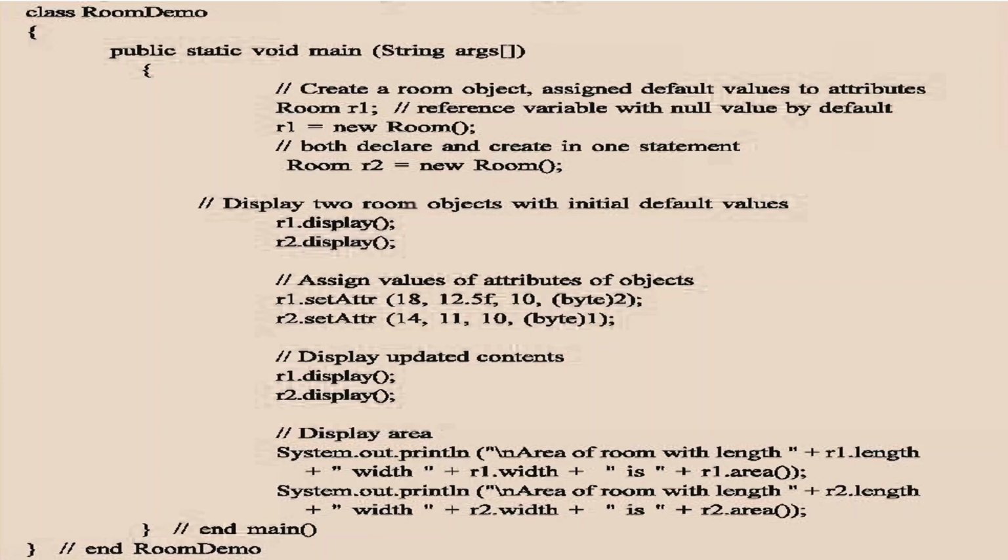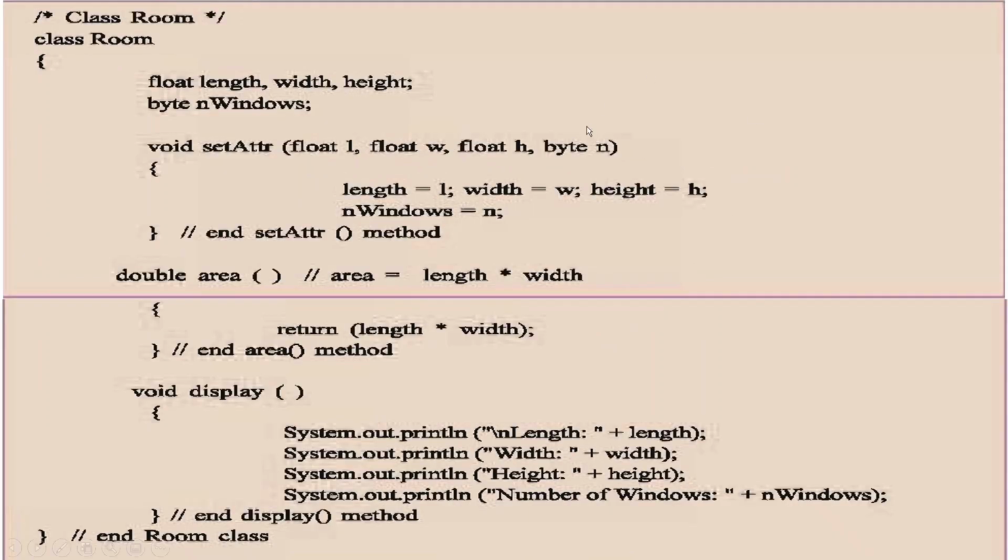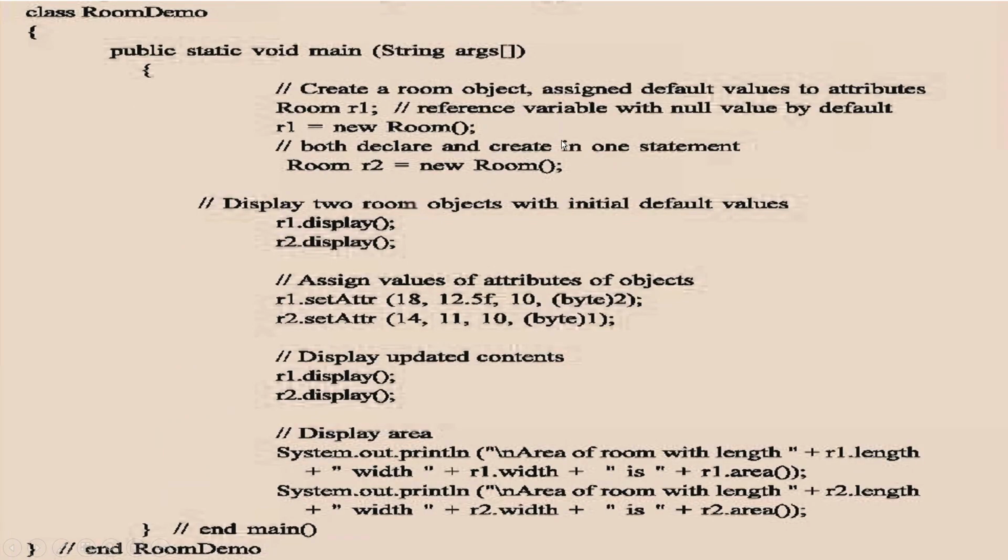Similarly, byte 2, because when you say only 2, it is considered as integer. You know that we have declared n as byte, and in order to convert 2 into byte, we need to explicitly write byte in brackets so that the value 2 will be considered as byte and not as an integer. Same way for R2.set attribute 14, 11, 10 and byte 1. If you observe here, we have not written 11f because 11 is an integer number which is going to be stored in float, which is fine.